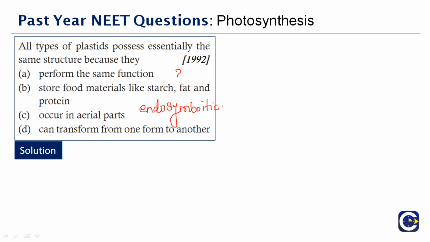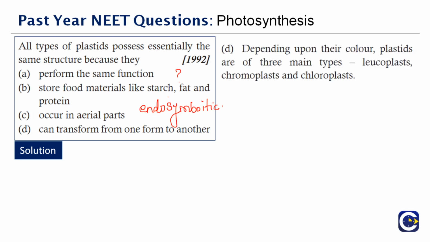Obviously it is not option A, perform the same function, because plastids do not perform the same function. Stored food materials like starch, fat and protein, no. Occur in aerial parts, no. All types of plastids possess essentially the same structure because they can transform from one form to another. Imagine you have sheets of paper. When you draw with a pencil, you can erase it and write again. Likewise, the same scenario is seen here. Plastids have almost the same structure because they can easily transform from one form to another. Therefore, the correct answer to this question is option D.